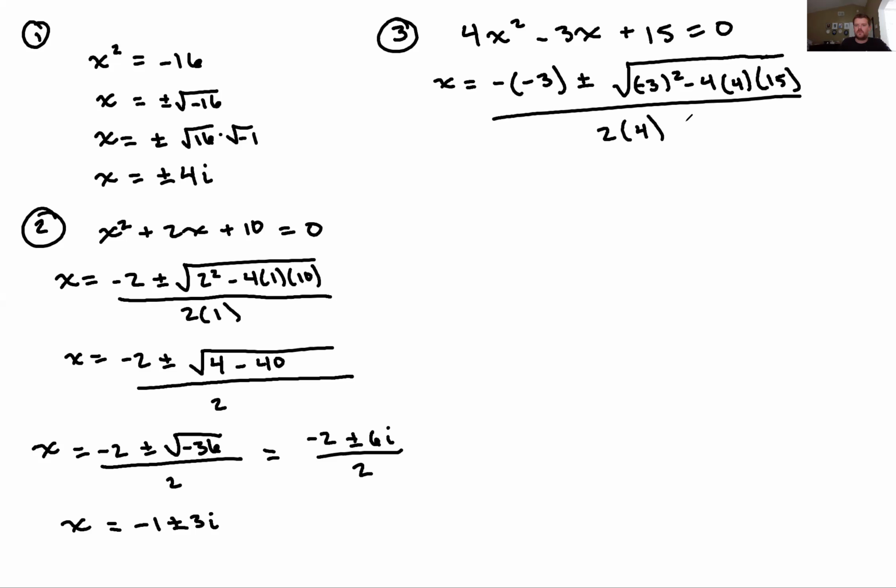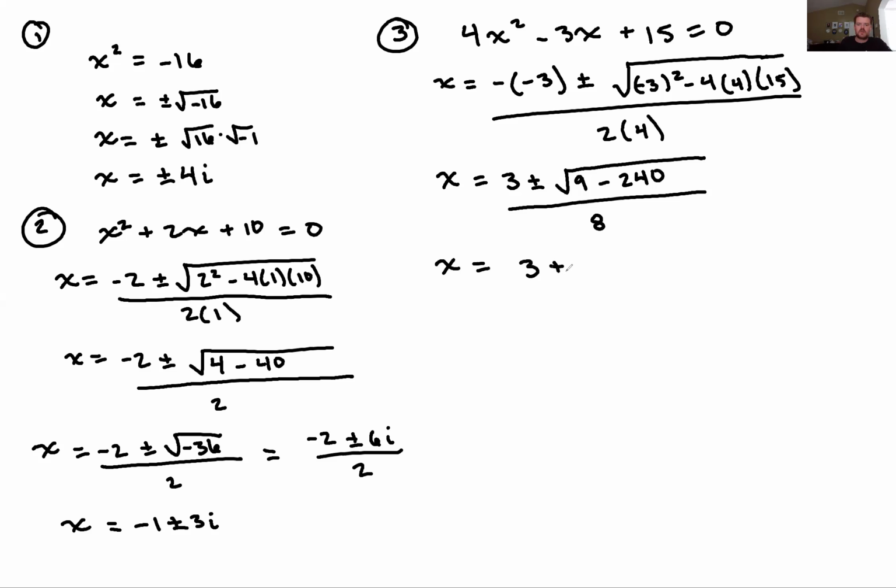Then we go through and simplify. The two negatives cancel out. So I have 3 plus or minus the square root. Negative 3 squared gives me 9 minus 4 times 4, that's 16. And then 16 times 15 is going to give me 240. All over 2 times 4. Subtract inside the parentheses, so I have 3 plus or minus the square root of 9 minus 240, so negative 231, and that's all over 8.